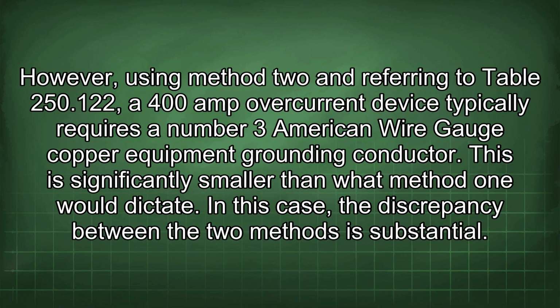However, using method 2 and referring to table 250.122, a 400 amp overcurrent device typically requires a number 3 American wire gauge copper equipment grounding conductor. This is significantly smaller than what method 1 would dictate. In this case, the discrepancy between the two methods is substantial.